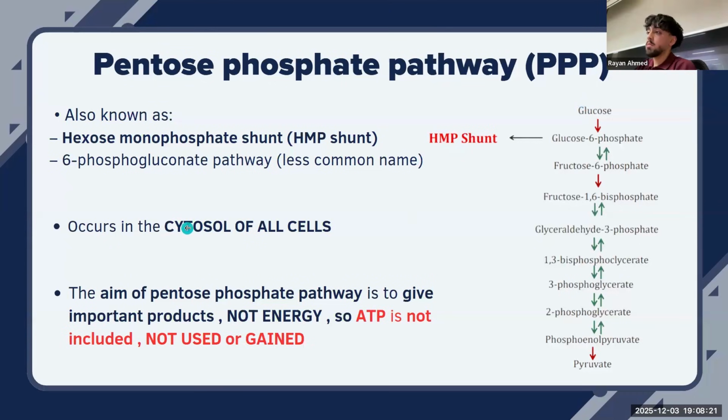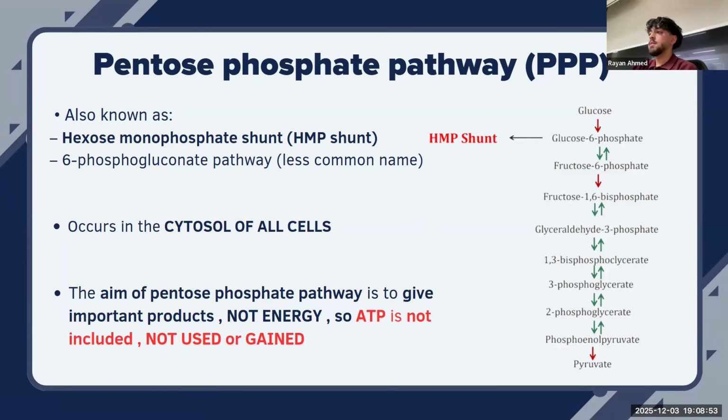I need you to remember this one fact. It occurs in the cytosol of all cells. The pentose phosphate pathway is always occurring in the cytoplasm of every cell. The aim of the pentose phosphate pathway is to give important products, not energy. So ATP is not included. Remember, ATP is not used or gained. It is gained in glycolysis, and it is used in glycogen storage. In the pentose phosphate pathway, no ATP is used. I need you to remember that.